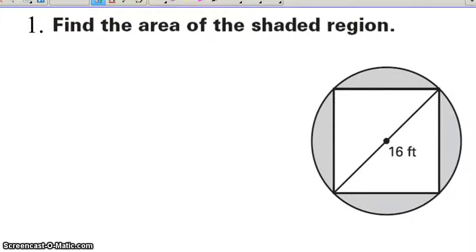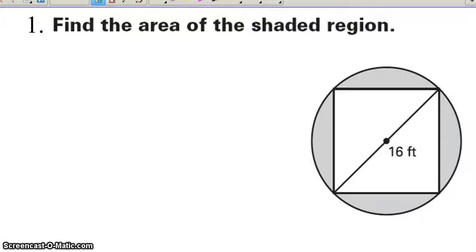So right away, if I look at this picture, I hope you see the larger shape is a circle. Well, if I found the entire area of a circle, then I would take away the area of the square that's inside that circle. So the first thing I'm given, as you can see, is 16 feet. Well, what is 16 feet? It is the diameter of the circle, and it's the diagonal of the square.